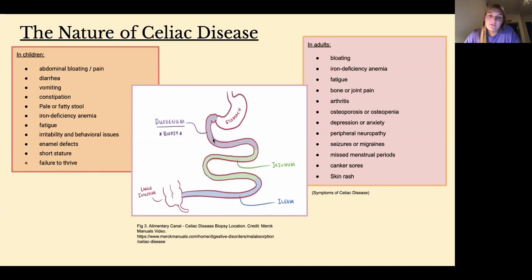This photo in the middle shows the duodenum. This area of the alimentary canal is important because this is where a lot of celiac disease villi are damaged, and this is where we'll typically take a biopsy, because that's where the food is immediately hitting the small intestine, so the gluten is causing the immune response right there in the duodenum.